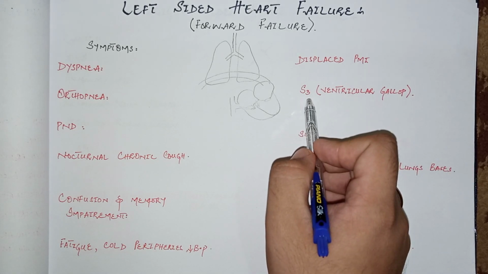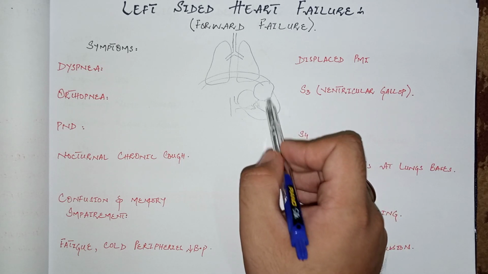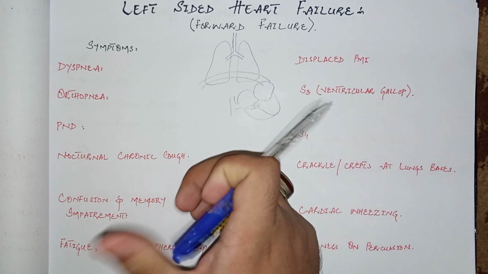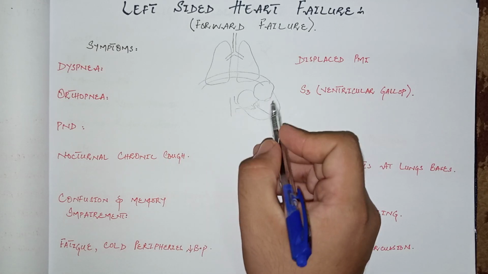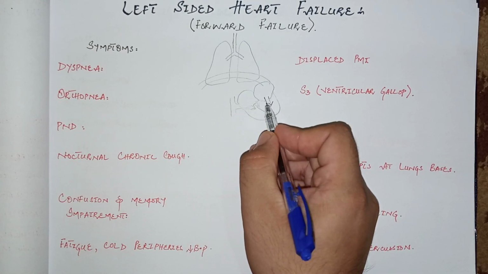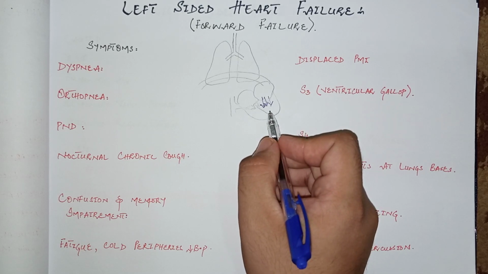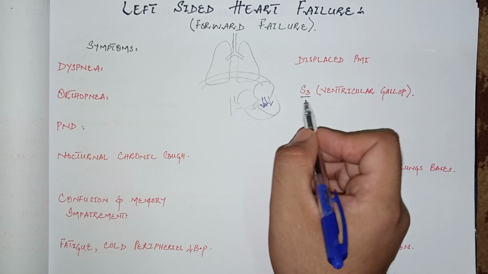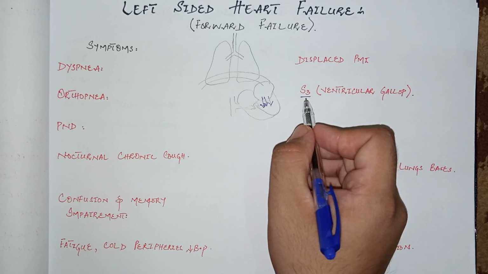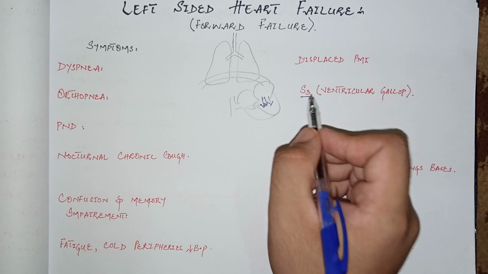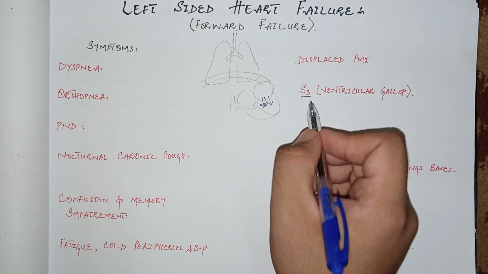This S3 is basically because of ventricular overfilling, especially in mitral regurgitation, which causes left sided heart failure. So due to left ventricular overfilling, there is a volume overload, and this S3 is best heard at the site of the apex beat by the bell of the stethoscope. So this is a very specific and very early sign of left sided heart failure.